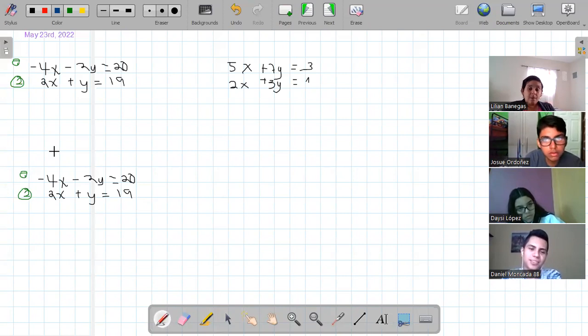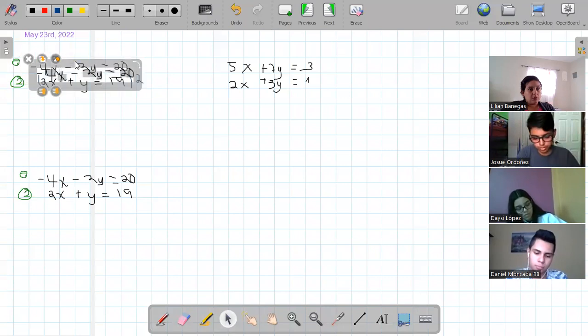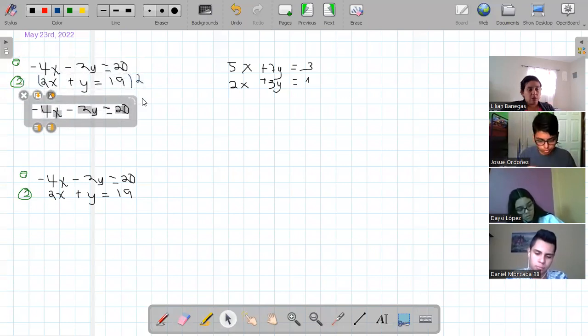Multiplying the second one by 2. So I'm going to multiply the second equation by 2, and the first one is not changed. Okay, so I got negative 4x minus 2y equals 20.